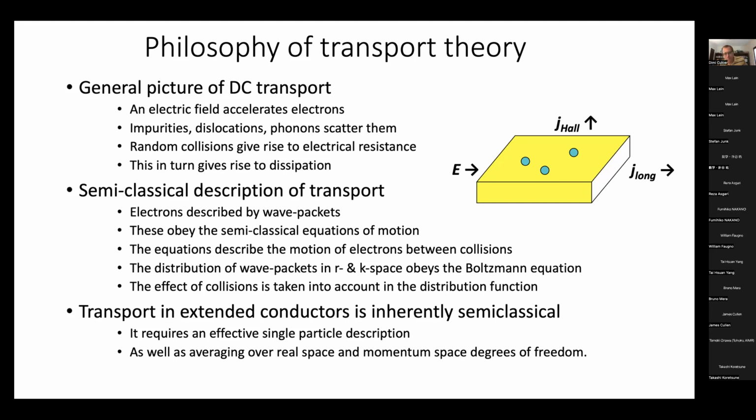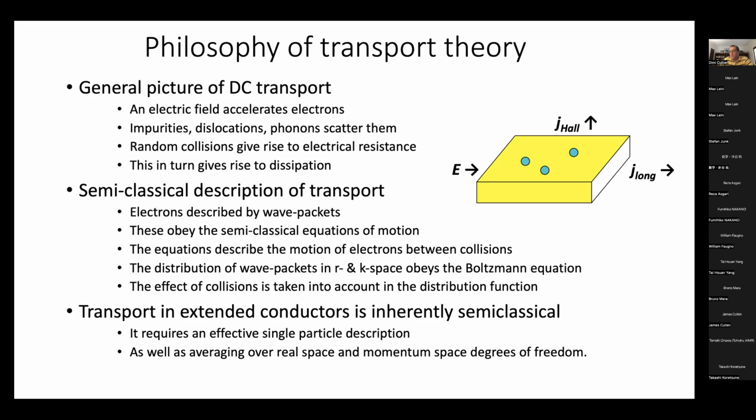You combine this with the Boltzmann equation, and the Boltzmann equation is supposed to give you the effect of collisions. Okay, so you get dynamics from the electric field, and you get collisions having an effect on the distribution function. And my opinion is that transport is inherently a semi-classical phenomenon.